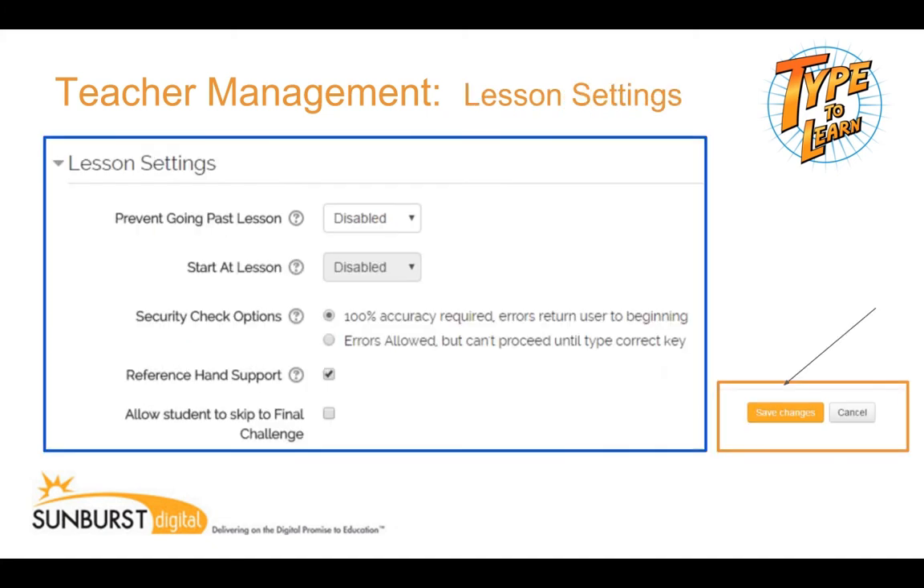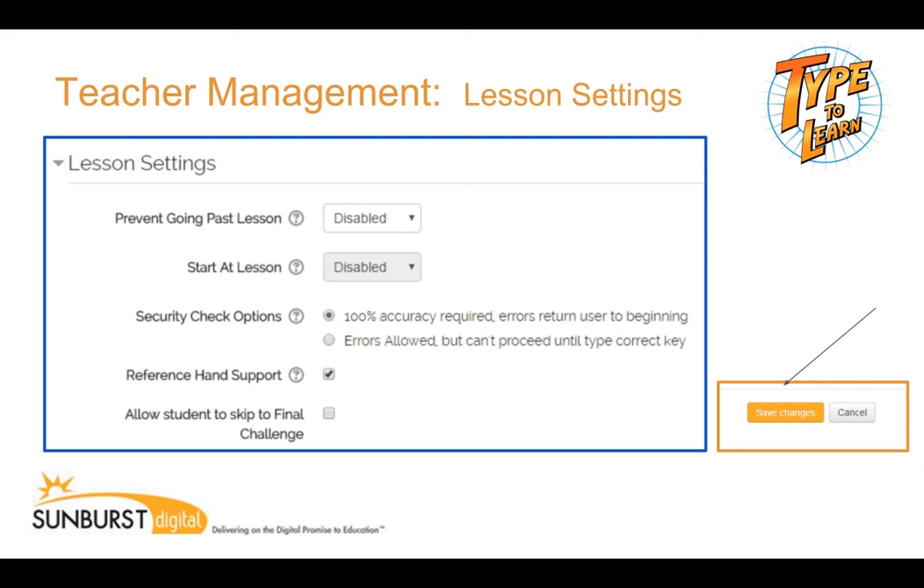The next section in settings is lesson settings. In this section, you have the option to prevent students from going past a lesson and also what lesson they can start at. Security check option requires students to repeat the security check until they get 100%, or you can allow errors as long as they type the correct key. We recommend the settings errors allowed to reduce frustration.